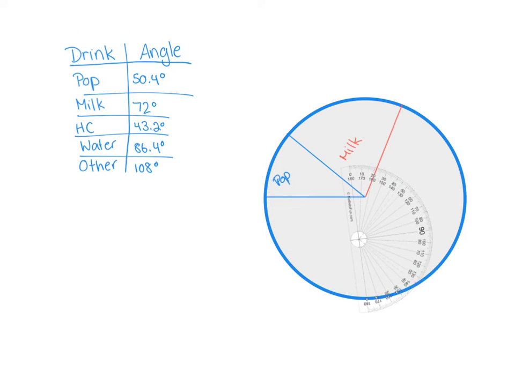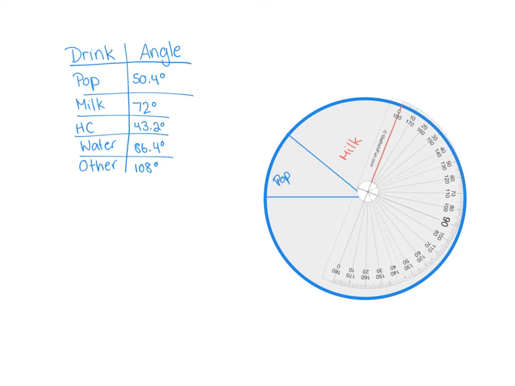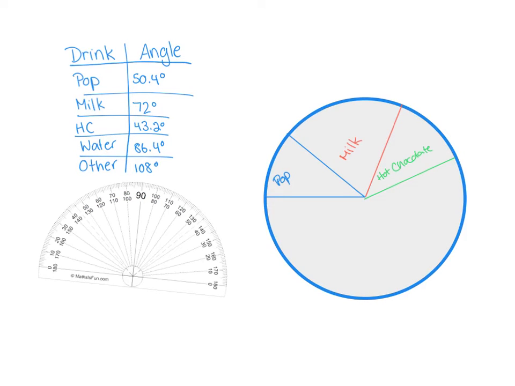Then I'm going to line up to get my hot chocolate. So I'll line this up to make it be 0. And then I will find my measurement. That is, I'm going 43.2 degrees. So 43.2. So it should come to just about here. So there's my next section, hot chocolate.